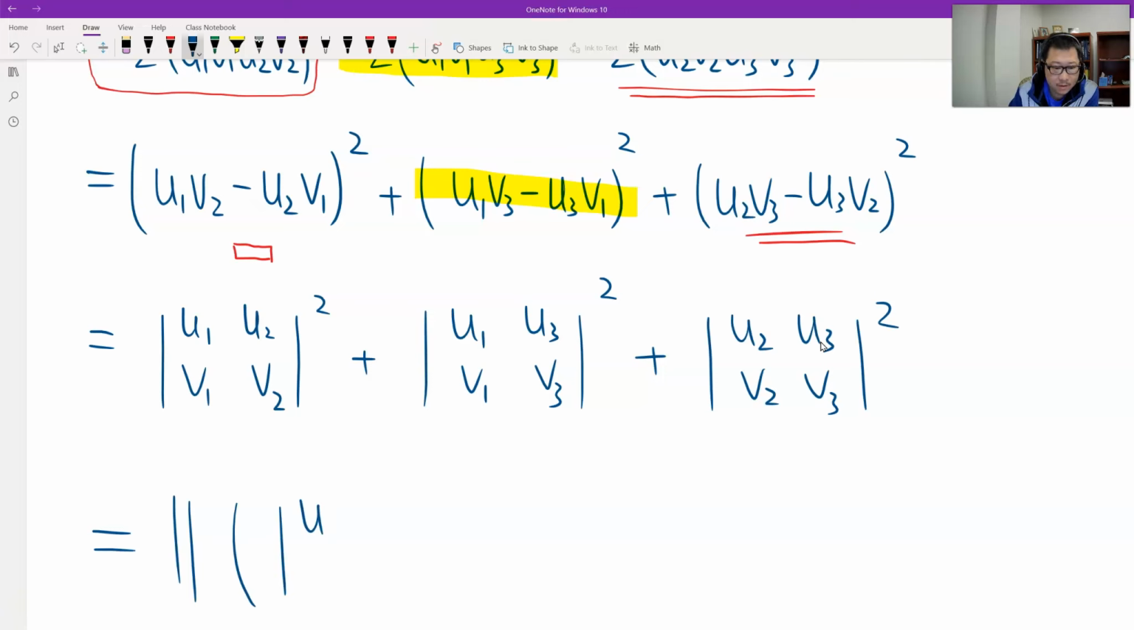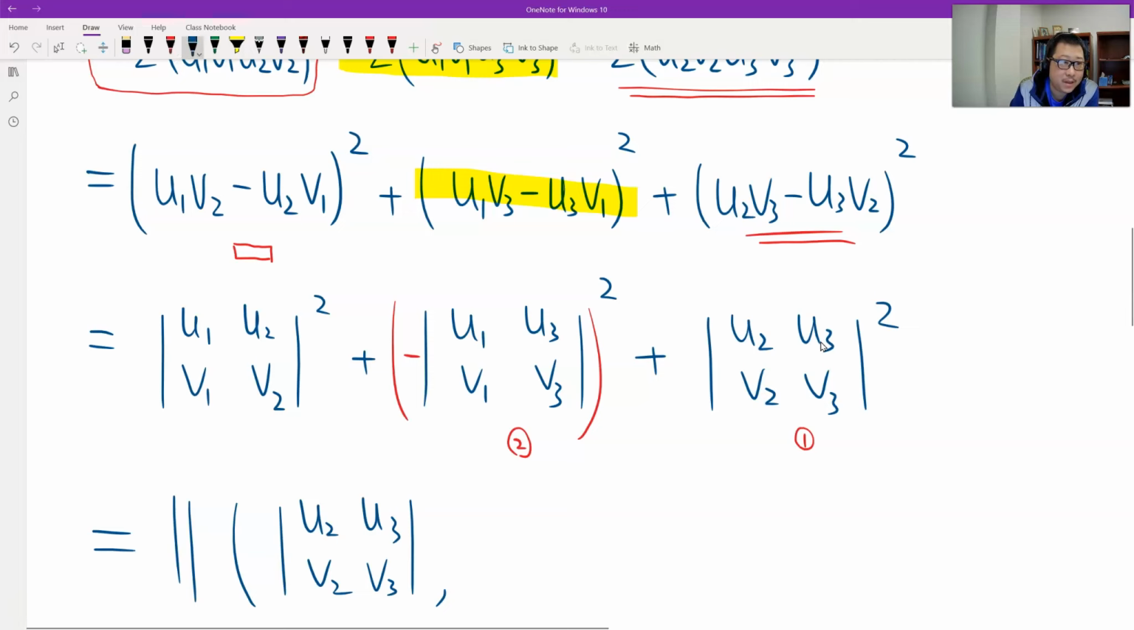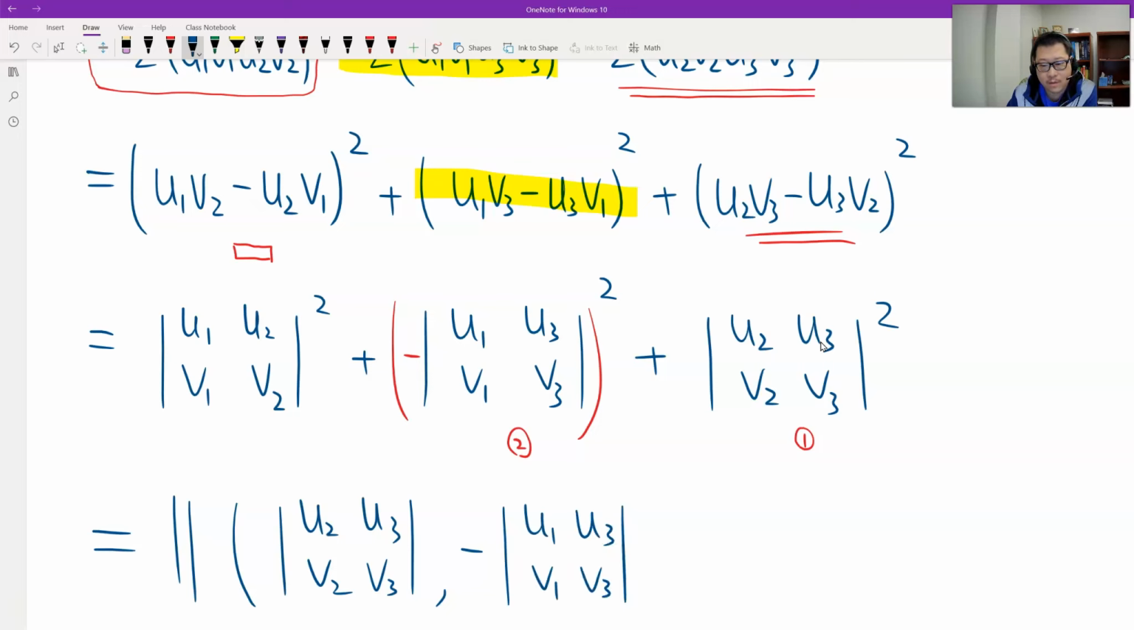I put it here. It's u2. I put it, this is the first component, okay? So u2, u3, v2, v3, okay? And then we jump to the second, so I put this the second. The second, if I link this to the cross product, we have a negative, so it's better I put a negative here, and then I put parentheses. They are the same, right? Okay, so they are the same, therefore the second term goes to negative. u1, u3, v1, v3 negative.